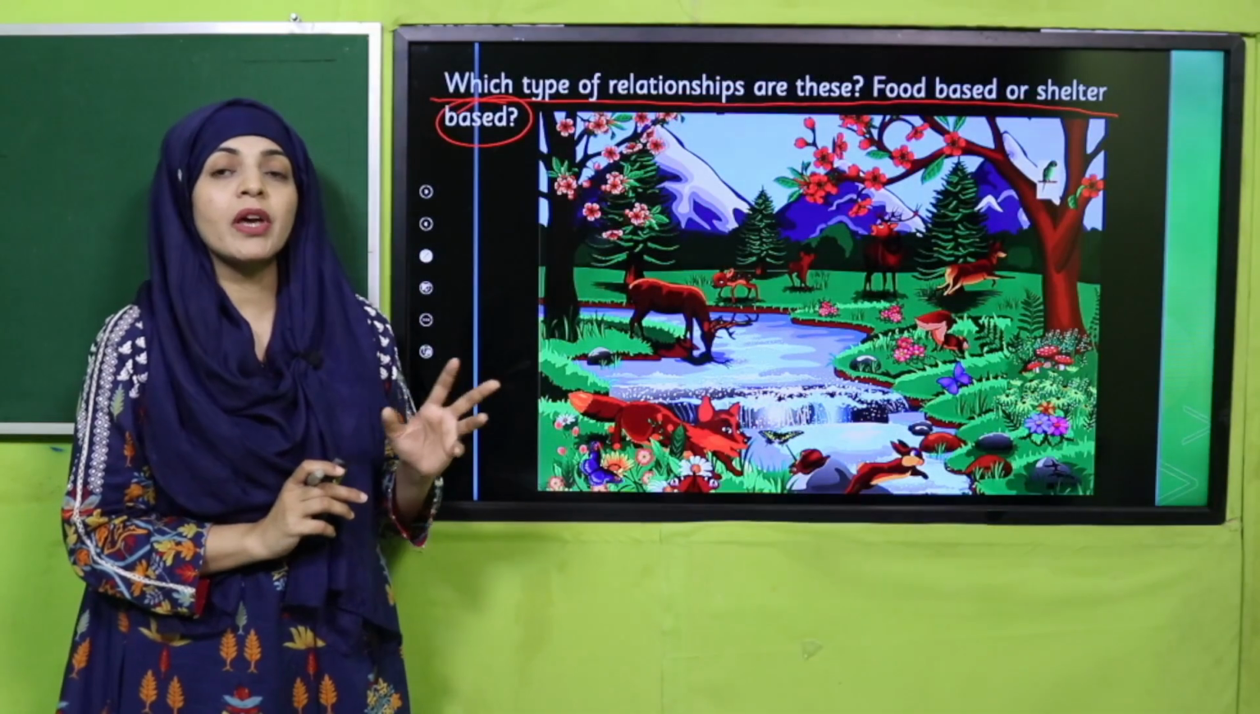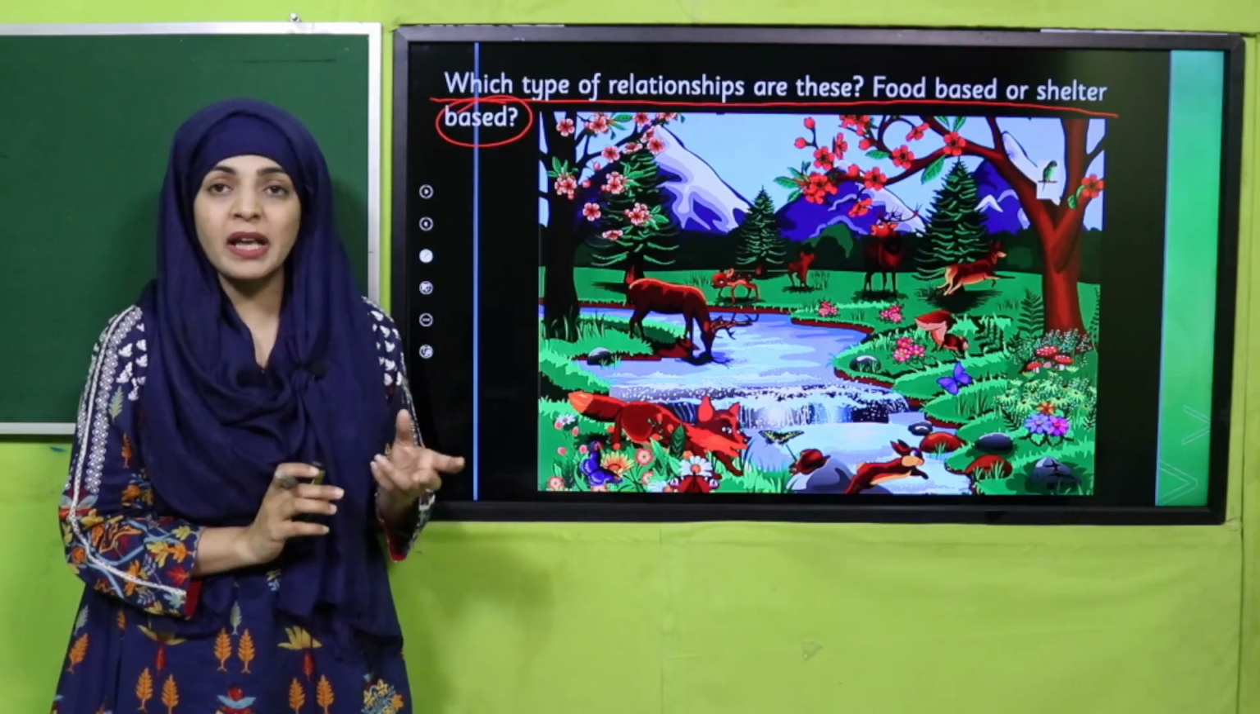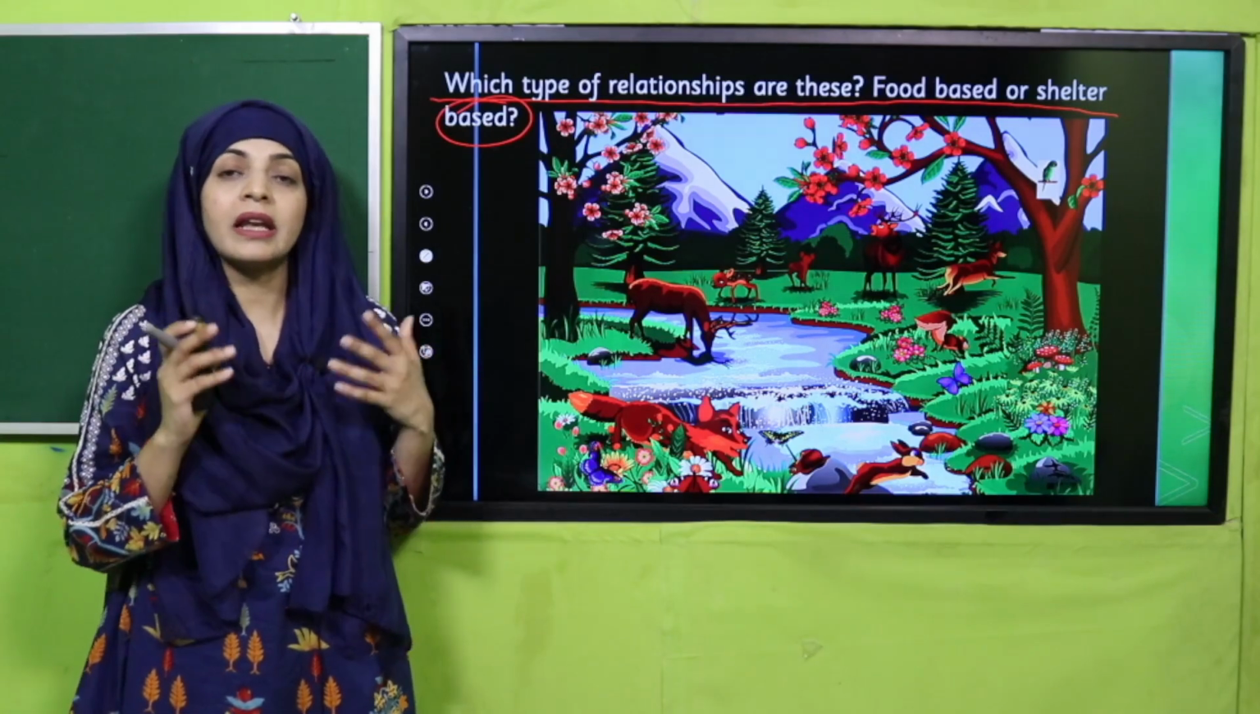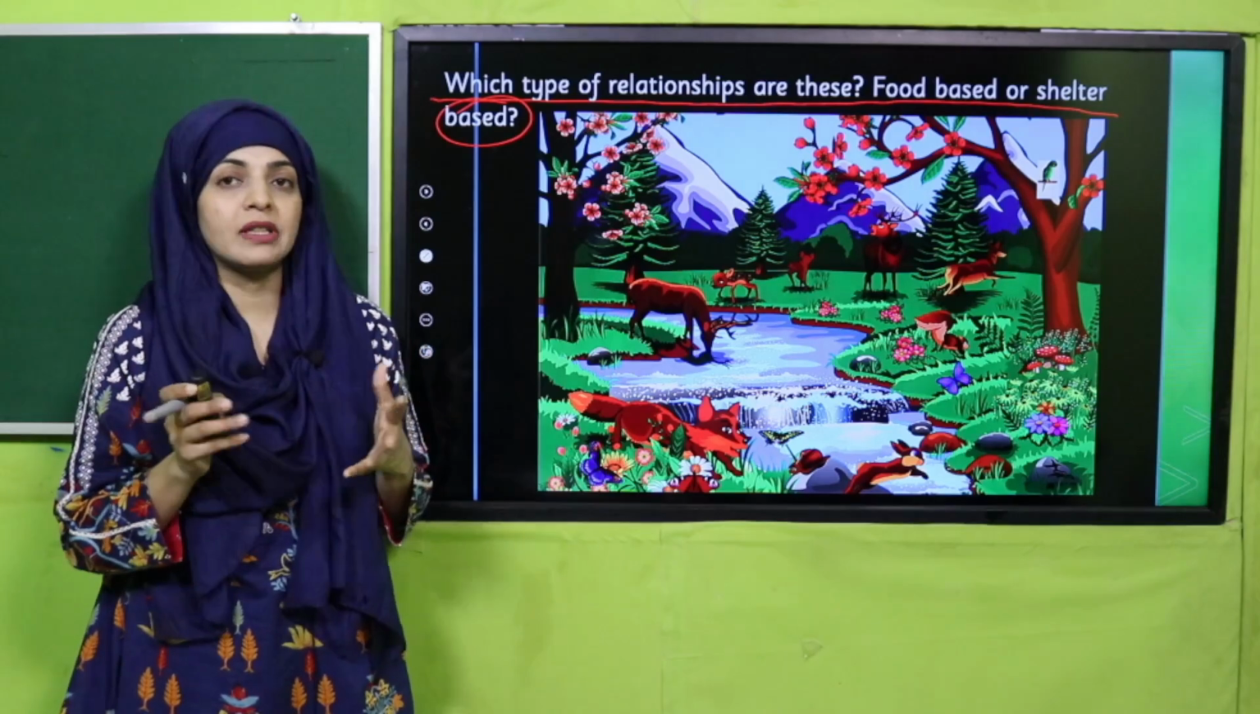In an ecosystem, there are both types of interactions, food-based or shelter-based. Because if you find the shelter, then you can find food after that.